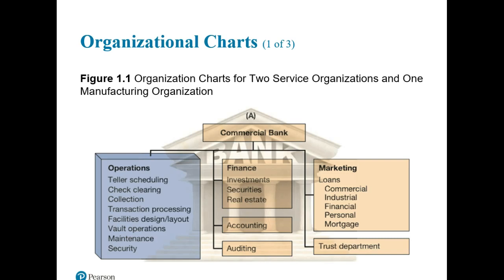So Figure 1.1 here illustrates how a bank performs the three functions of marketing, production or operations, and finance. Draw your attention to the blue area, which depicts the operations functions of the firm. So you have your teller scheduling, check clearing, collection, transaction processing, facilities design and layout, vault operations, maintenance and security. So when you think about a bank, these would be the operational facets of the bank. This is where you would have to have some operations management efforts.